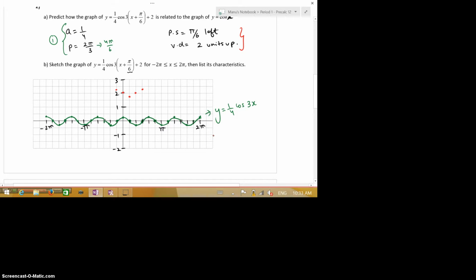And soon you will get the hang of it, that you know what, there's a continuous pattern. The next 0 is going to be over here, the next minimum is going to be here, the next 0 is going to be here, the maximum is going to be here, 0 is going to be here, minimum here, 0, maximum, 0, and we stop at 2 pi. And then similarly in the negative direction, 0, minimum, 0, maximum, 0, minimum, 0, maximum, 0, minimum, 0.